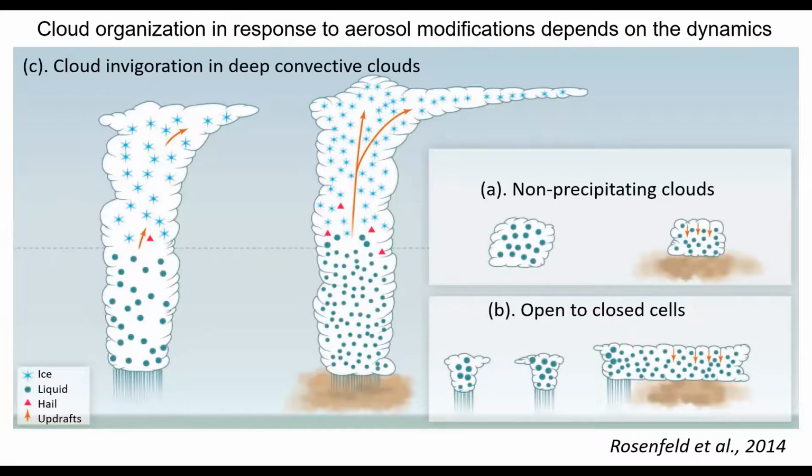This effect is called the thermodynamic invigoration. The cloud is invigorated, growing bigger because of this process. This is called cloud invigoration, and in particular, thermodynamic invigoration. There are two more mechanisms explaining cloud invigoration in deep convective clouds, called microphysical invigoration and humidity invigoration. I am not going into the details. The next slide.